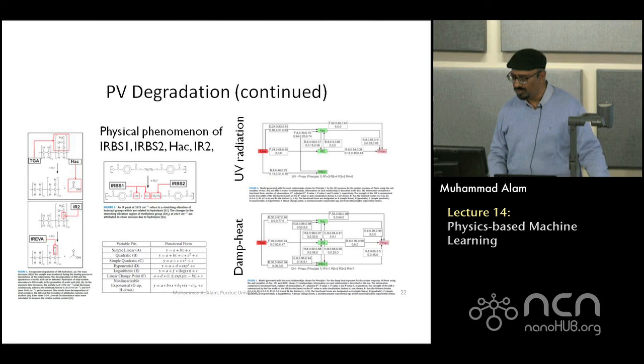So, for example, this is the model they have done for ultraviolet radiation, showing how the solar cell degrades in ultraviolet radiation. Damp heat means that if you have a lot of humidity in the air, this is how things go. And then this is done that way also. So, coming up with this network is the physicist's or domain expert's job, and doing it is the analyst's job.